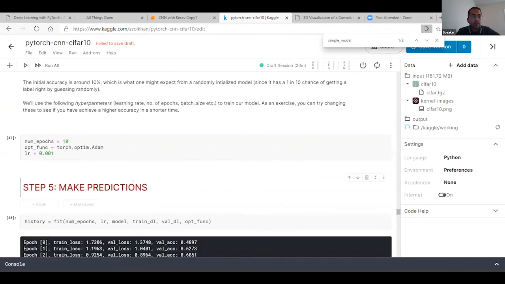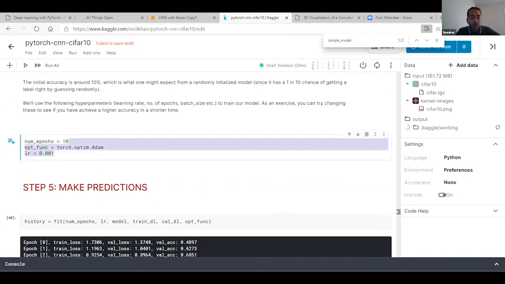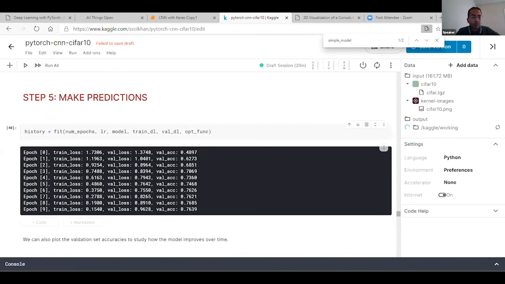But then I train the model, and the number of epochs is 10. Each epoch means it is going through the whole training data set, modifying the values. The accuracy has jumped from 10% to 48%. We adjust the values, it keeps on jumping, and you go through that multiple times. There is no set value for epochs. You really need to play around with it.